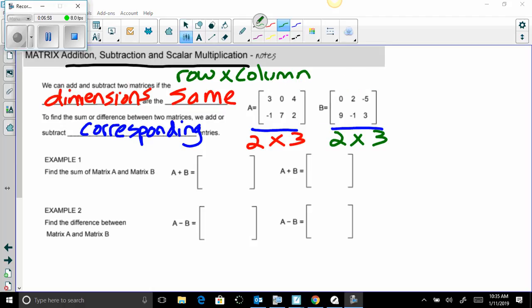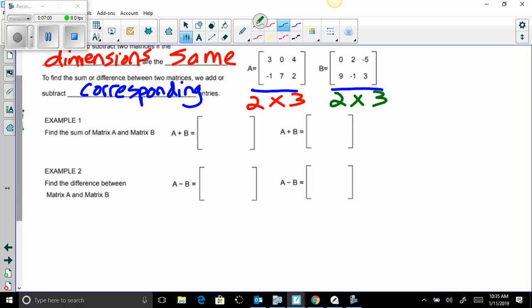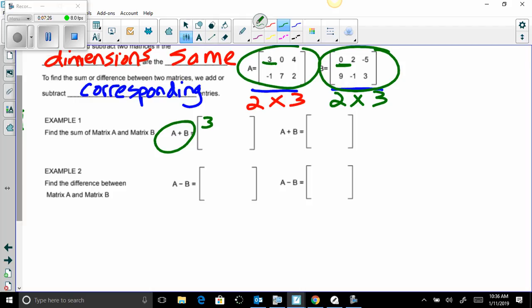So in this first example, they're asking me to add A plus B. I know the dimensions are the same, so I can go ahead and add them. I need to add corresponding entries. So if I pick up matrix A, put it on top of matrix B, what numbers would match up? Those are the numbers that I add together. 3 would match up with 0. So in this one, I'm adding 3 plus 0 is 3, and I put it in the same spot, the top left. 0 matches up with 2. 0 plus 2 is 2, and I put it in the same spot, the top middle.